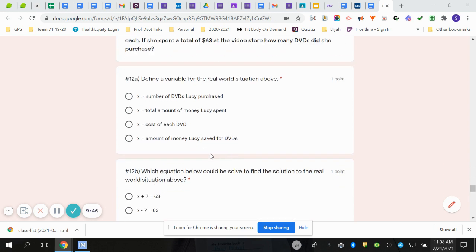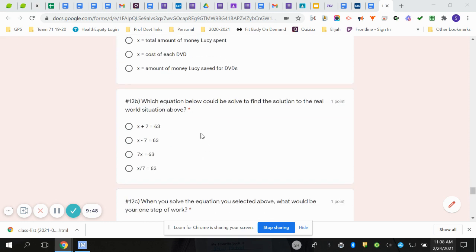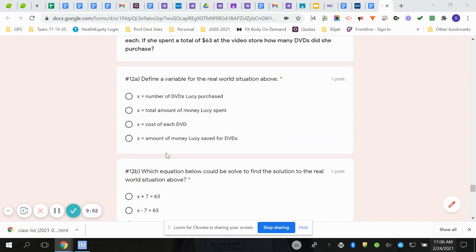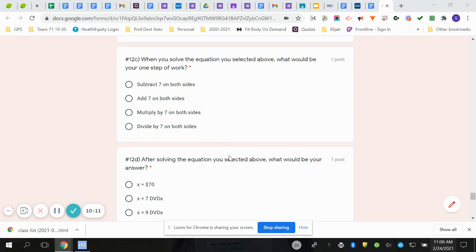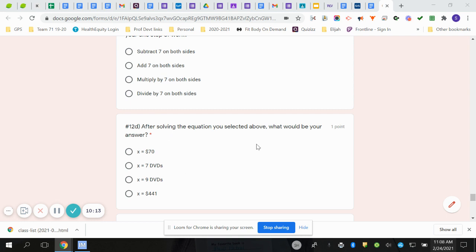Okay, from that word problem, you're going to choose which one best fits the equation that would go along with how many DVDs did she purchase. You're going to tell me your first step that you would take to solve that equation. Subtract 7 on both sides, add 7 on both sides, multiply by 7 on both sides, divide by 7 on both sides. 12D, what is your answer?